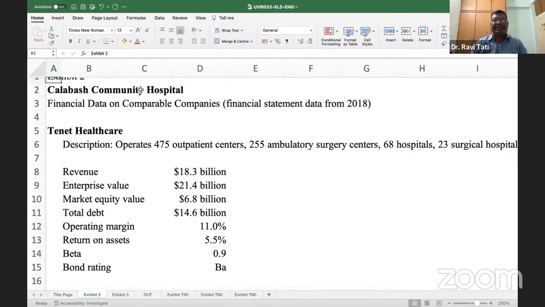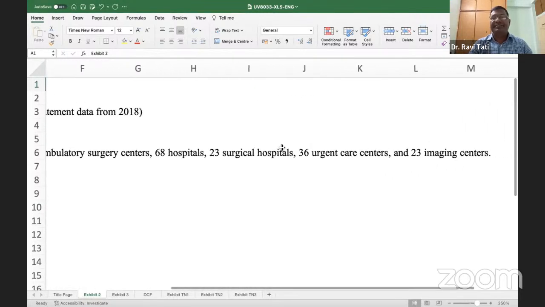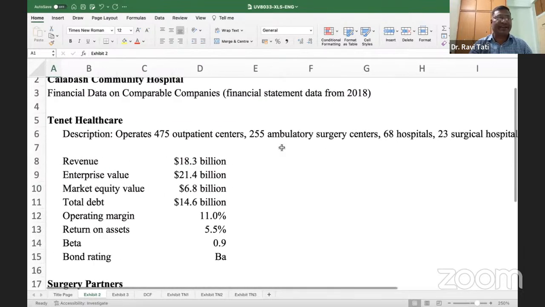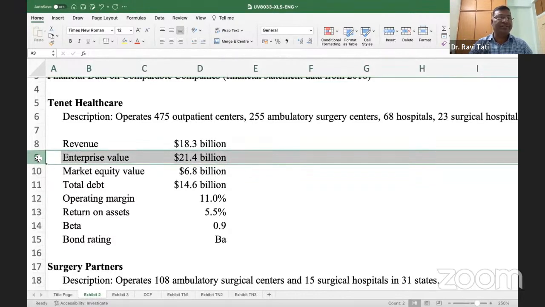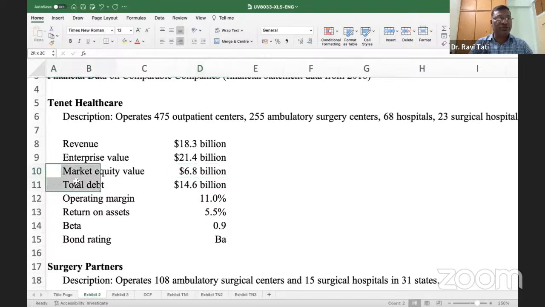CCH has financial data supplied for the financial year 2018, and it has 475 outpatient centers, 255 ambulatory surgery centers, 68 hospitals, 23 surgical hospitals, 36 urgent care centers, 23 imaging centers, and the revenue is 18.3, and the enterprise value of the company is $21.4 billion. Market equity is 6.1, debt is 4.6. If you club these two, you will get the total market value of the firm. And operating margin is 11%, return on assets is 5.5%, and beta is a systematic risk.